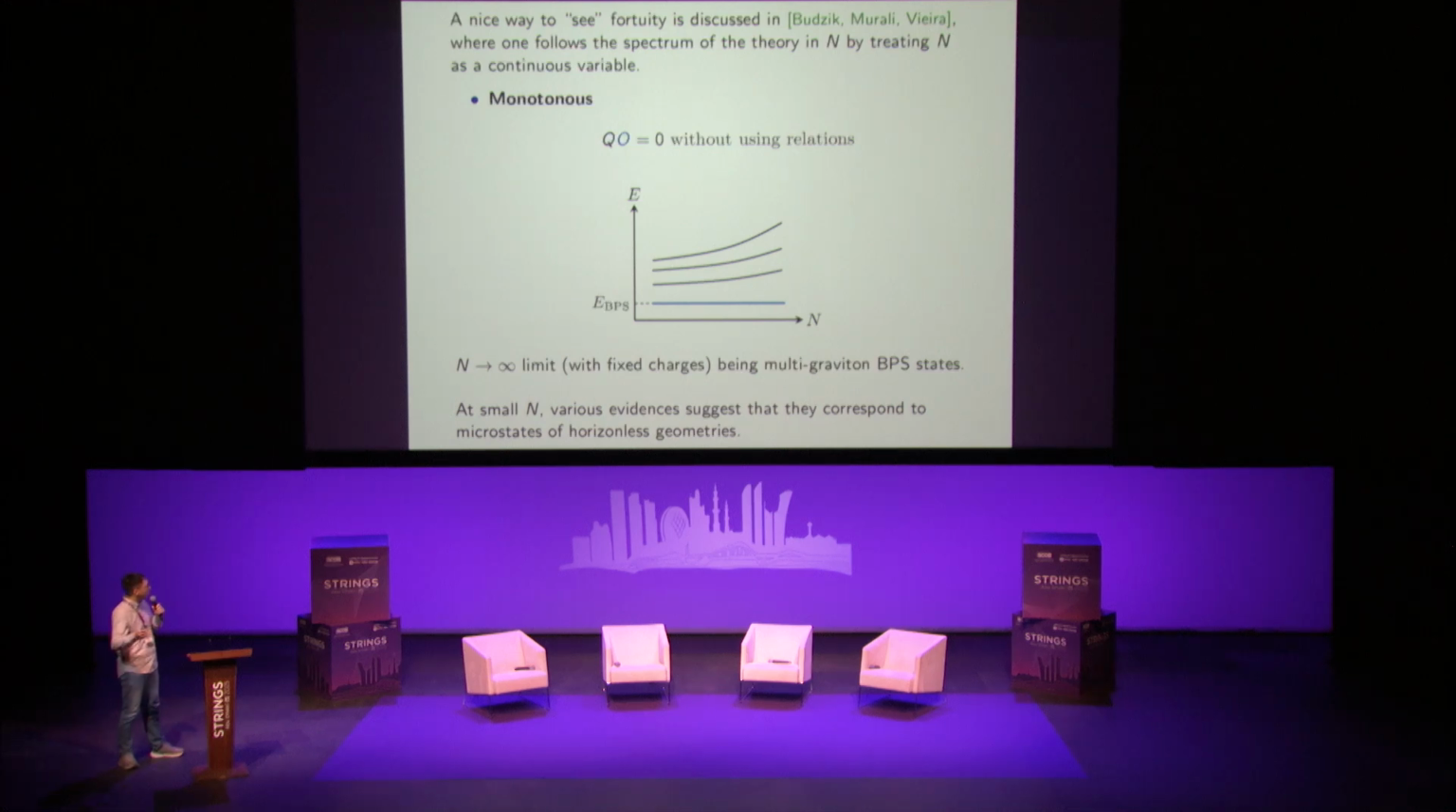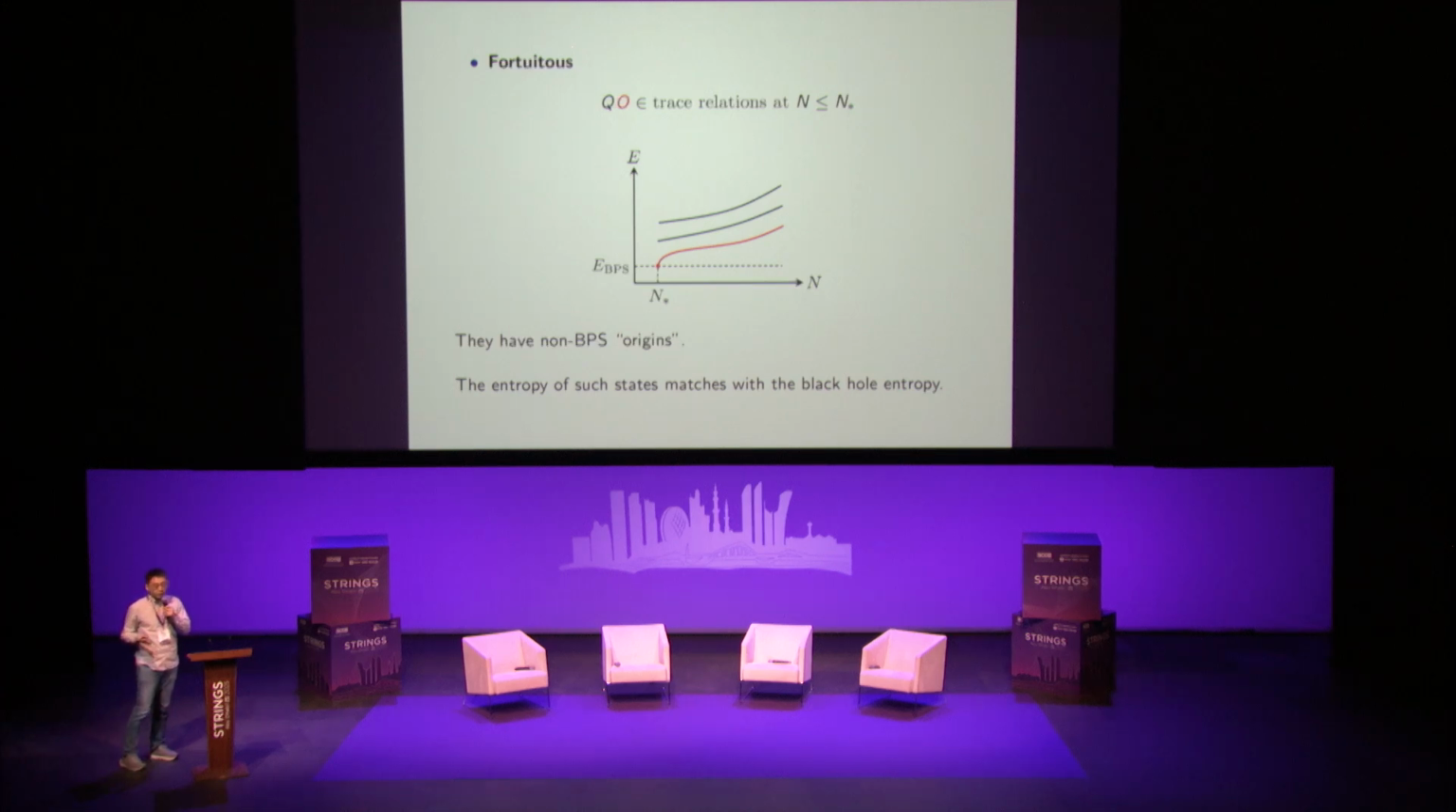In the N going to infinity limit, these states are multi-graviton BPS states that are excitations around the AdS vacuum. Now when N becomes smaller while fixing the charges, these states are not black holes, they become these huge operators that Pedro mentioned in the previous talk, and various evidence suggests that they actually correspond to microstates of horizonless geometries.